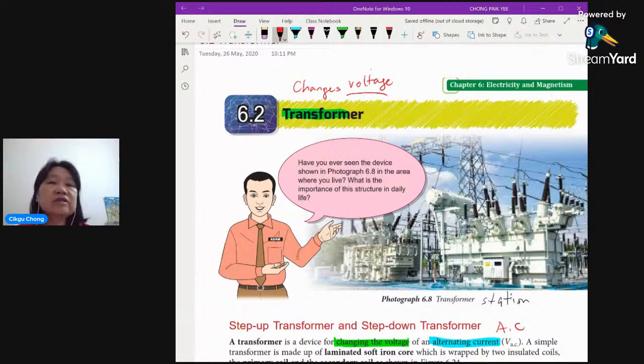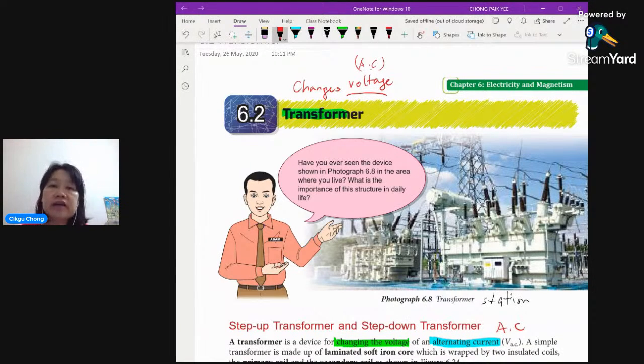And the current that they can change is only alternating current. So it changes the voltage of the alternating current, AC, not DC. You have learned earlier that you have two types of current, AC and DC. The transformer works on AC only. It changes the voltage of the AC current.